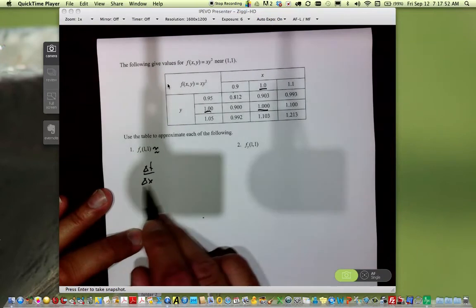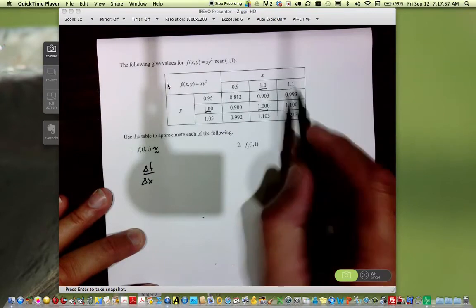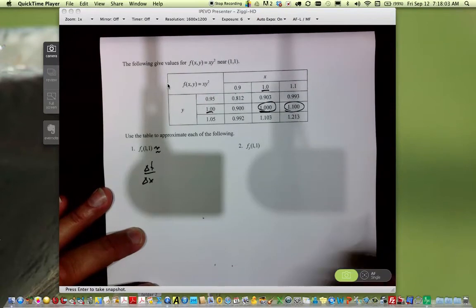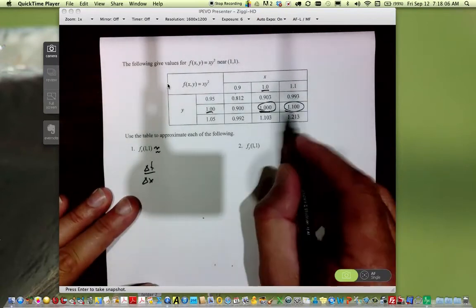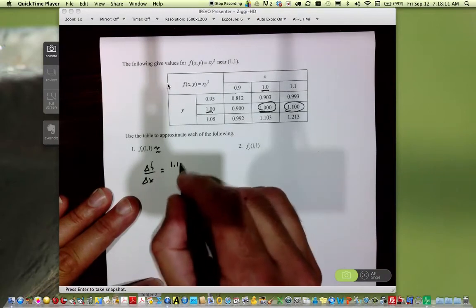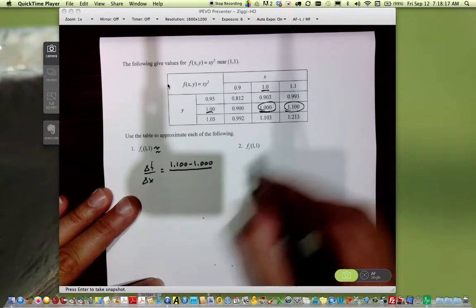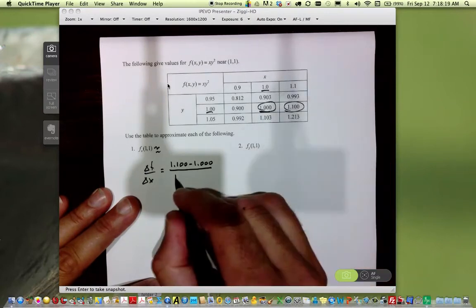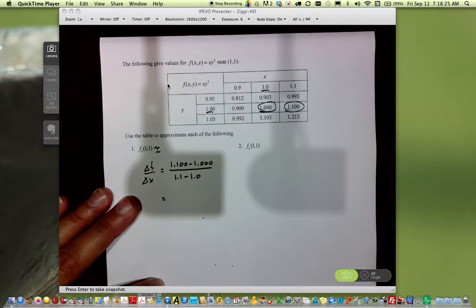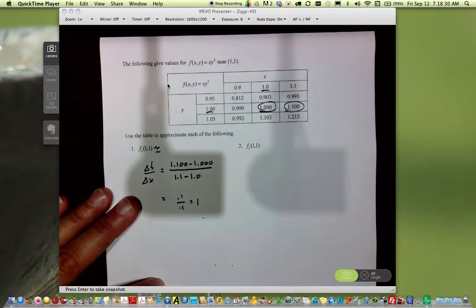All right, so we want to think about incrementing x by a little bit. Well, I've got 1.0 and I've got 1.1, so it seems like it would make sense for me to talk about using these two ordered triples. So the change in the function, we're going from 1 to 1.100, so the value of the function is 1.100 minus 1.000, and then we're going to divide that by the change in x. The change in x is just going to be 1.1 minus 1.0, and so this partial derivative is just going to give me 0.1 divided by 0.1, and that gives me a rate of change of 1.